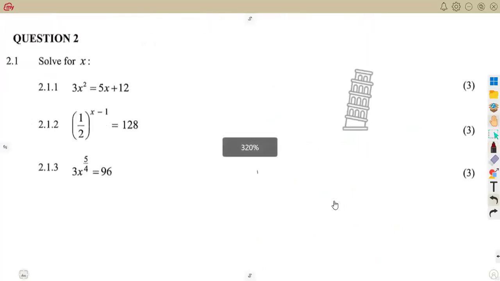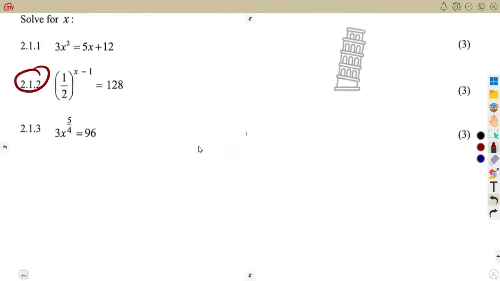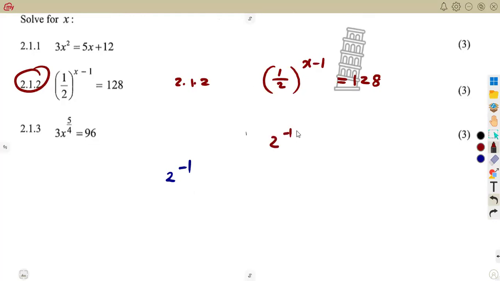All right, looking into another question, that was 2.13, where we are given again to solve for x. So, 1 over 2 to the exponent of x minus 1 is 128. Looking into our exponents, guys, 1 over 2 is the same as what? 2 to the exponent of negative 1. So you can write it as 2 to the exponent of negative 1. But remember, there's an exponent which is already there, which is x minus 1. So this is equal to 128, right?